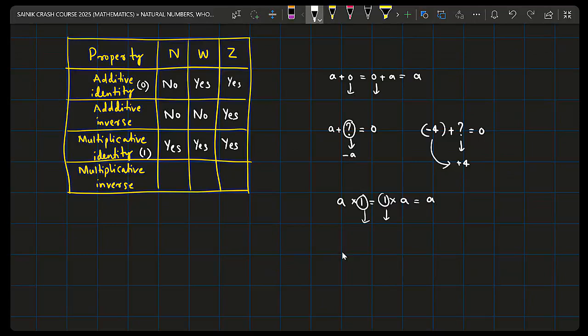And then multiplicative inverse. For example, I take a natural number 3. I want to multiply by any natural number to get the multiplicative identity 1.